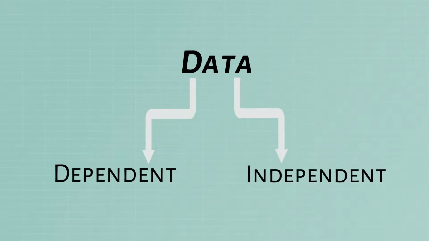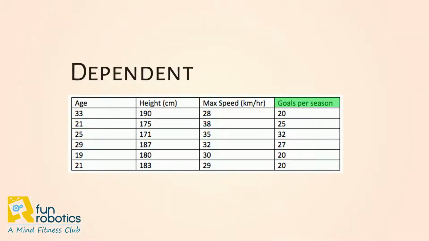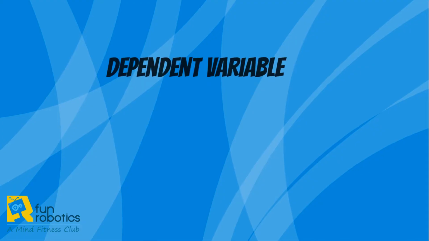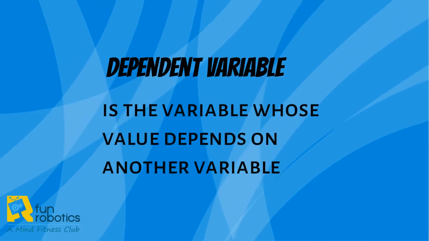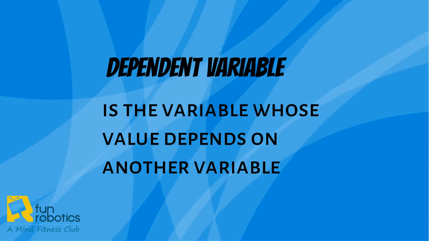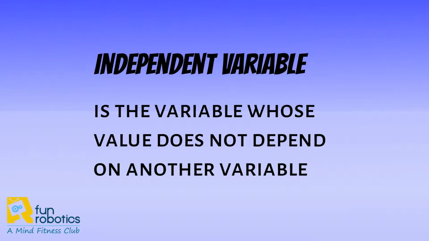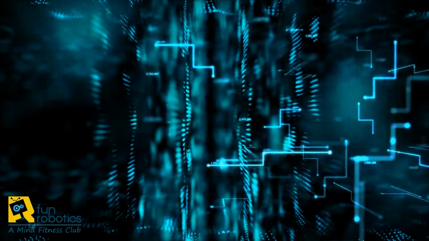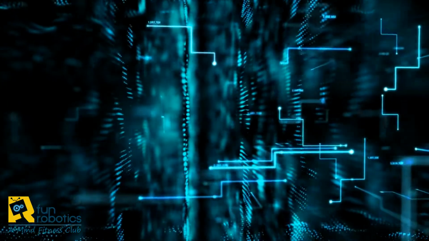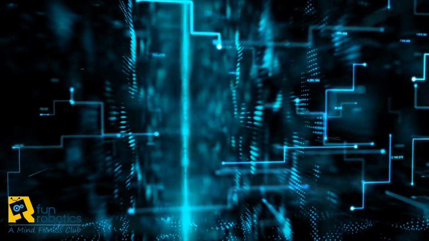Variables can be categorized into dependent and independent variables. In our previous example, the goals per season depends on the player age, height, and maximum speeds. The variable whose value depends on another variable is called a dependent variable. On the other hand, there is no relation between the age of the player and his height. Therefore, the value of age does not depend on the value of height. Hence, they are independent.